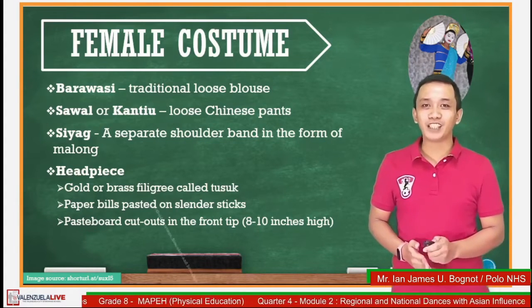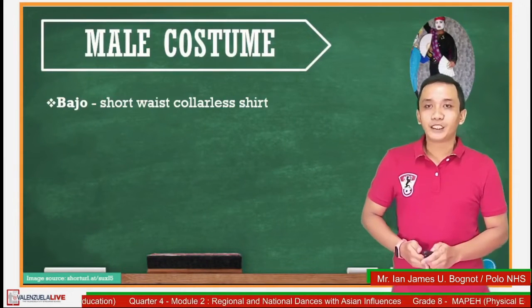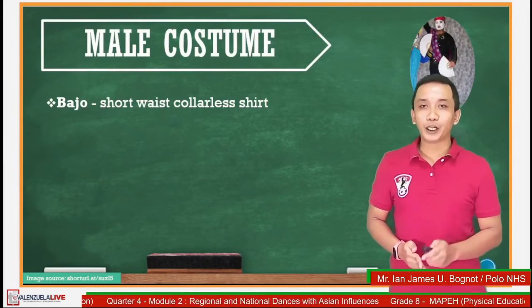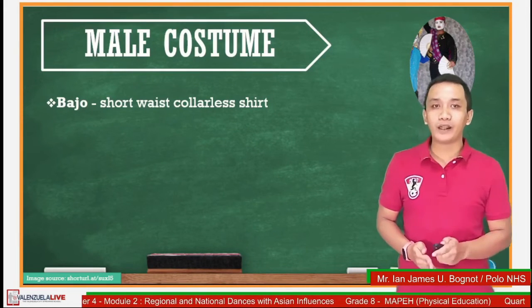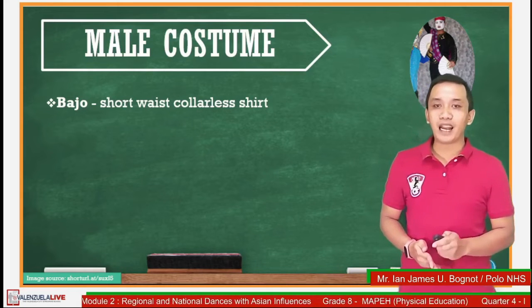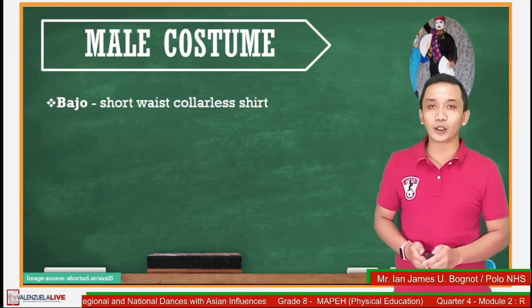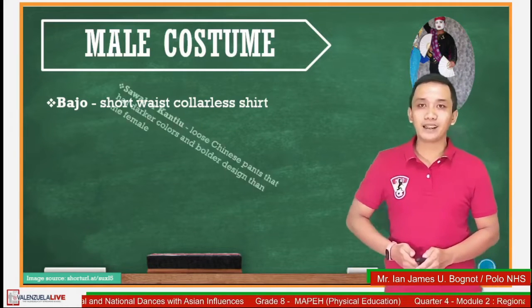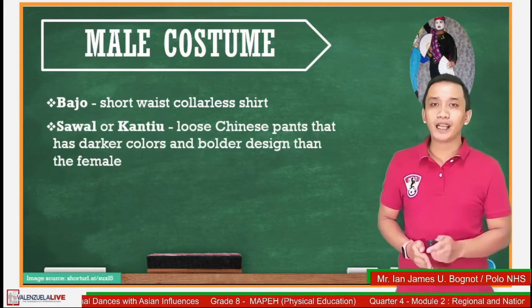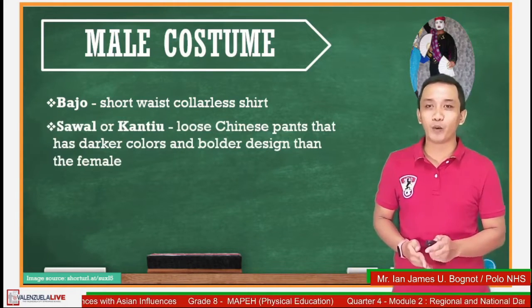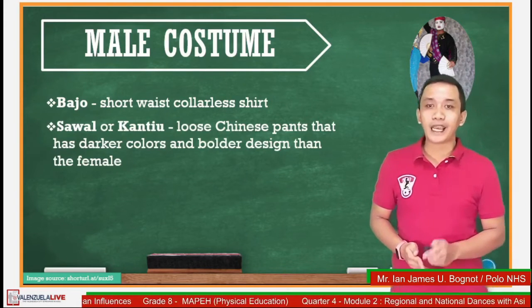For the male dancer, his costume consists of the following. First, we have baho. It is a short-waist collarless shirt that has an open front with a right panel overlapping the left and studded with many tiny brass buttons used as decoration. Second, sawal or kantu. It is a loose Chinese pants with a soft white band attached to a wide waist. The difference is that it has darker colors and bolder design.